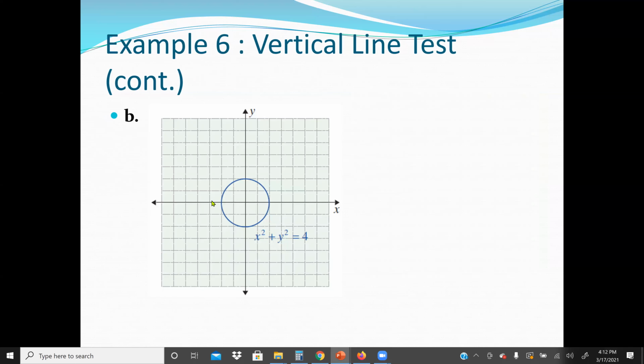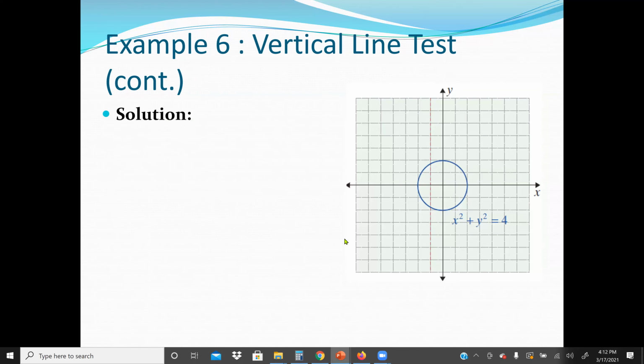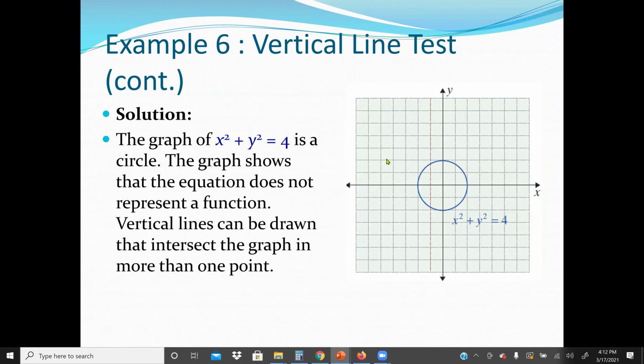Then second, we have a circle. We can see that on a circle, at some point, a vertical line will touch twice. So this is not a function. So this is our solution. The graph shows that the equation does not represent a function because a vertical line can be drawn that intersects the graph in more than one point.